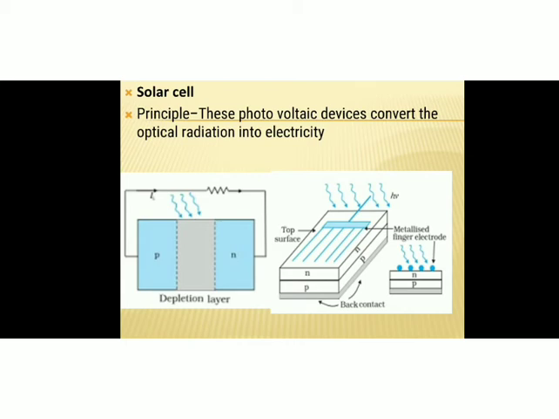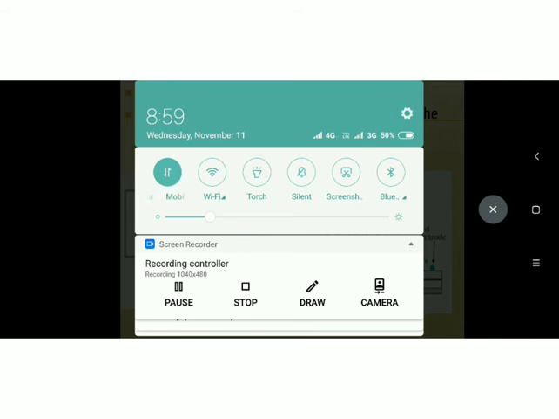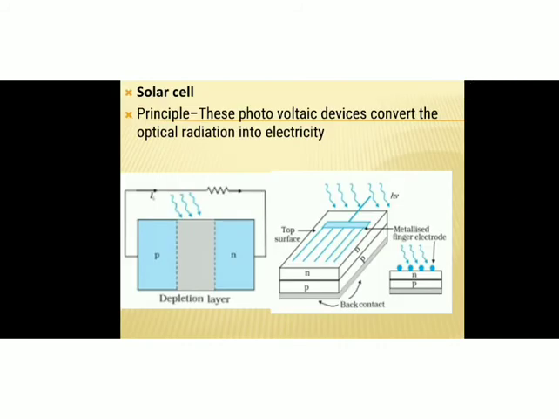Okay, so this figure gives us the construction of the solar cell, and using this diagram we can explain the working of the solar cell. Here, whenever light falls on the top surface of the solar cell, which is made of silicon or germanium, electron hole pairs are generated.